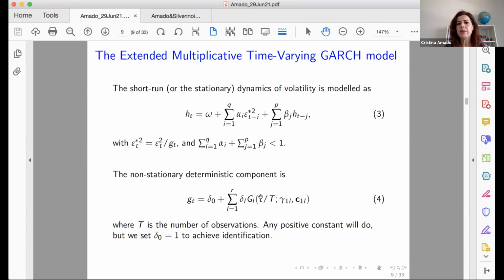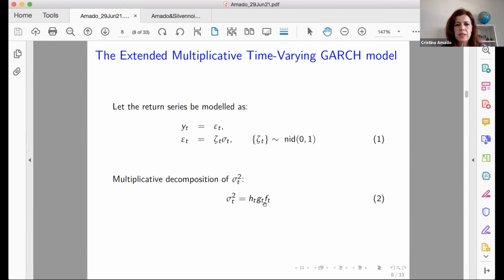Besides time, which is basically the transition variable that drives the changes in the volatility regimes, we have two more sets of parameters, such as gamma, that controls the smoothness of the change between the different regimes, and then the vector of locations, that is c, which tells us where these changes in the different regimes occur. So this is a deterministic component of time.